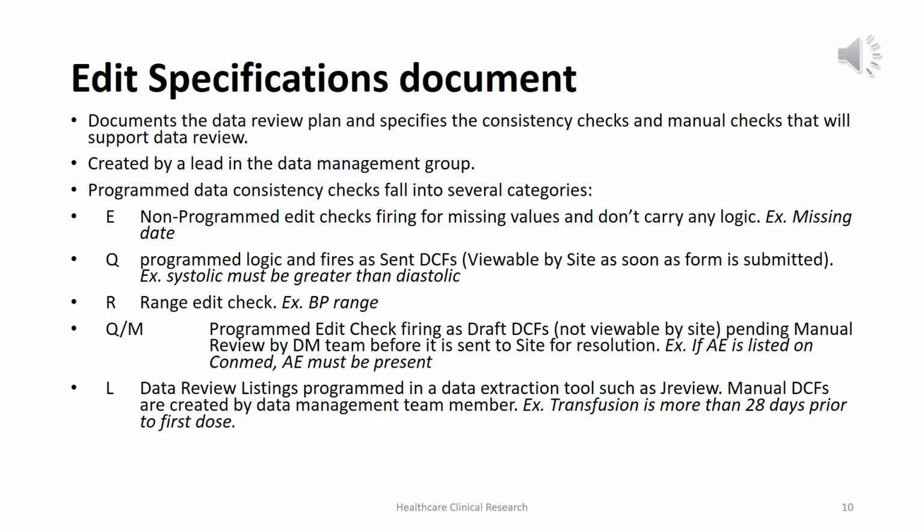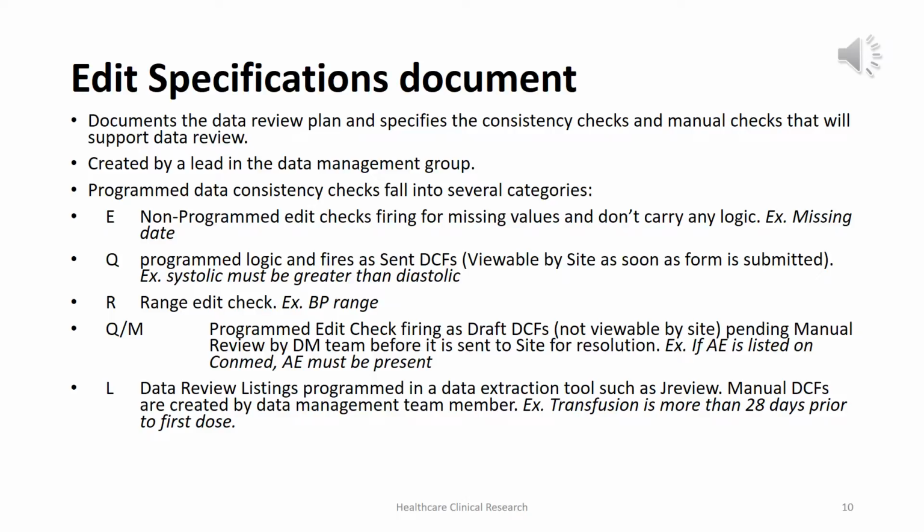We also have what's called Q checks, which are programmed logic, and they fire as a sent DCF, so the site can view it once it fires. And these carry some logic to them. For example, for a blood pressure reading, the systolic must be greater than the diastolic. So maybe they put it in backwards. Then it's going to cause an edit check to fire, and they're going to be asked to review that and possibly change their entry.